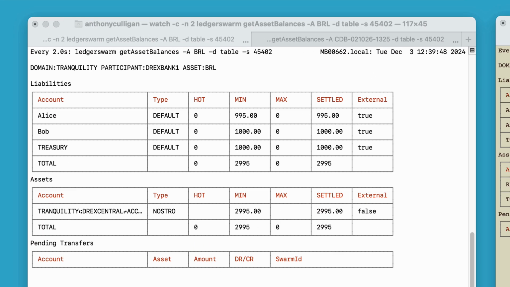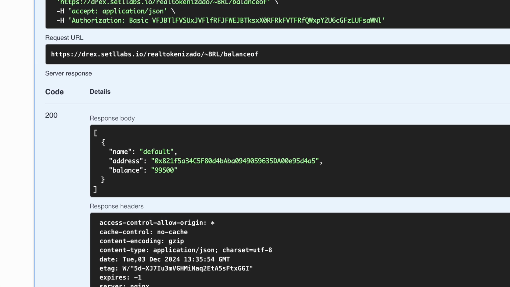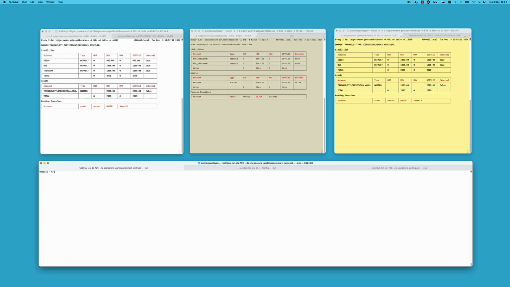Let's look at Alice's balance here, and on the DREX BSU blockchain. Let's do a transfer from Alice at DREX Bank 1 to Bob at DREX Bank 2 to show you how that works. Every transaction on LedgerSwarm starts as a proposal.